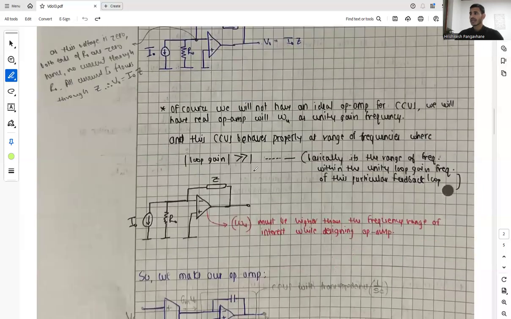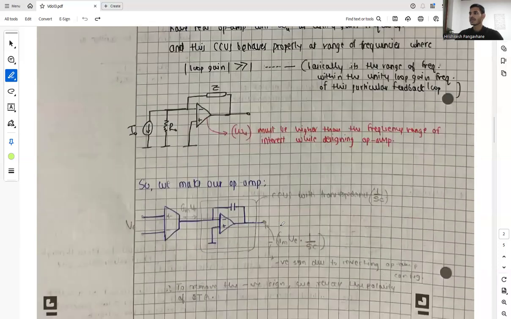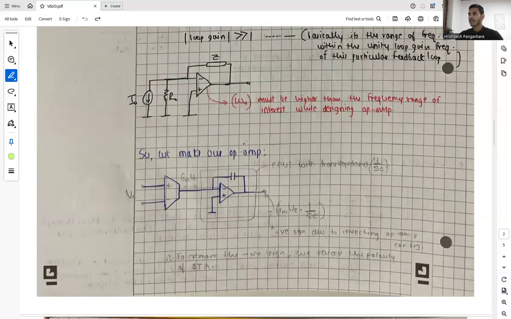So this is how we can design with non-ideality, where our omega u must be higher than the frequency range of interest while designing an op-amp. So this is what it simply means. So let's make our op-amp accordingly.